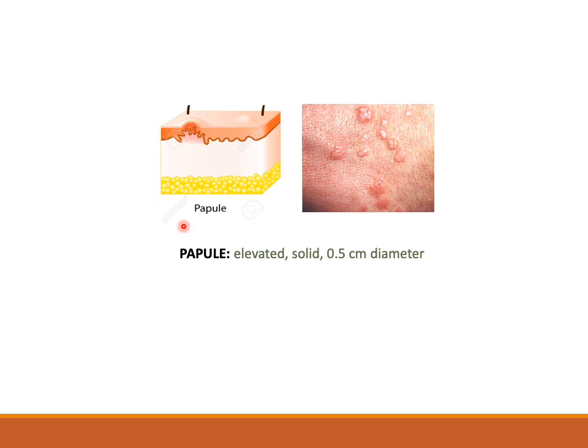The second one is the papule. Of course, a papule is elevated from the surface of the skin and solid, and generally 0.5 centimeters in diameter or below. So this is how the papule will look like. It looks like a pimple, right? The pimple that you have, that's a papule.